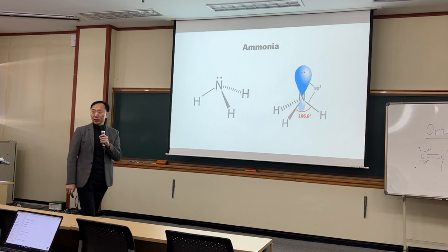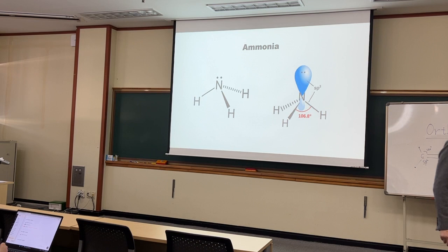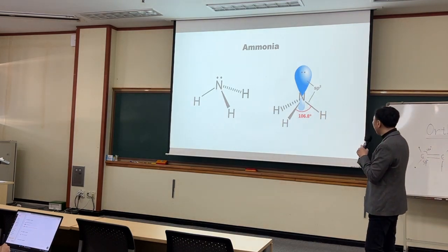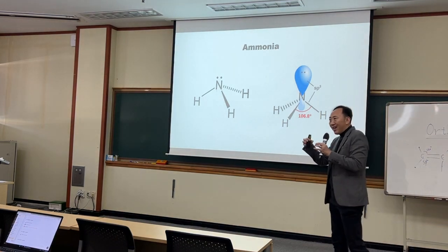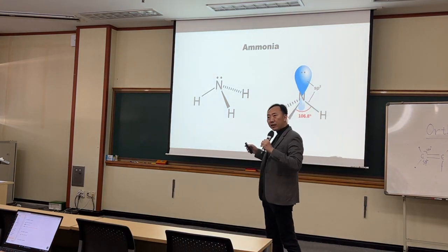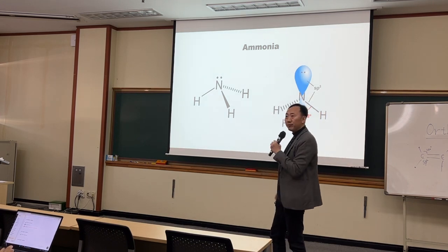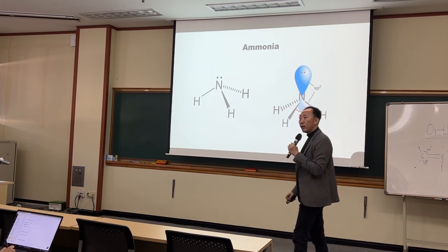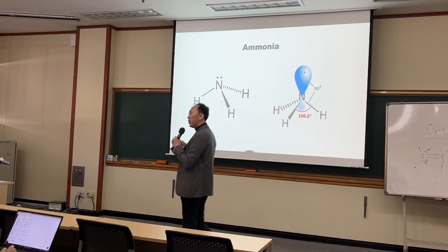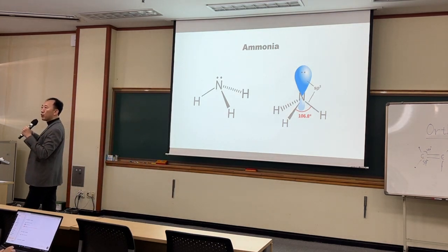Not perfectly symmetrical. In this case, the original angle should be 109, right? Now it becomes a little smaller, 107. The explanation is that the electrons in these bonds are much more concentrated on the bond, but this electron is relatively freer. That's why they can occupy a little more space, and they push this down. That's why this angle becomes a little smaller. Lone pair electrons, free electrons, occupy a little more space and can push.